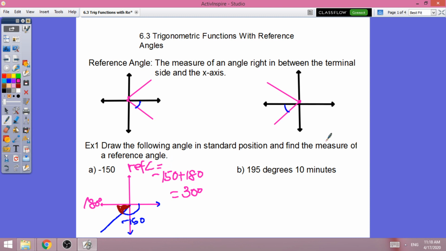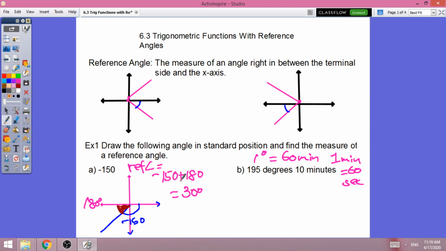Okay, now here's the next one: 195 degrees 10 minutes. You might be wondering, is the 10 minutes part of the unit for the angle? It is. I don't know whether some people learned this in geometry or trig. To convert, we know that 1 degree equals 60 minutes, and 1 minute equals 60 seconds. Degrees, minutes, and seconds are the units we use for measuring angles.